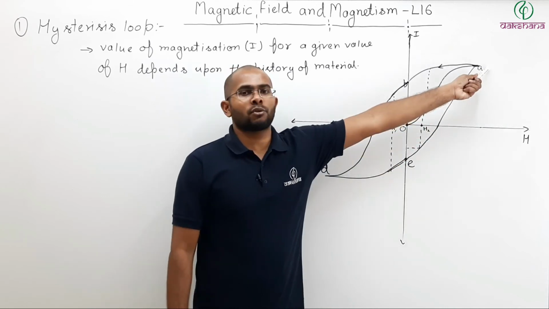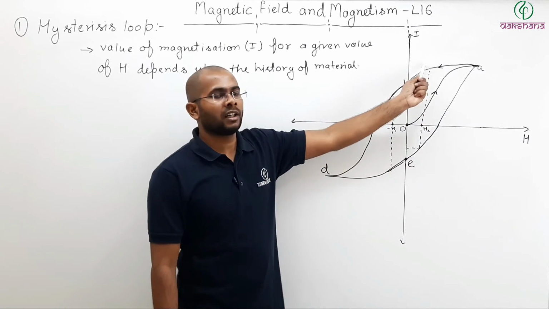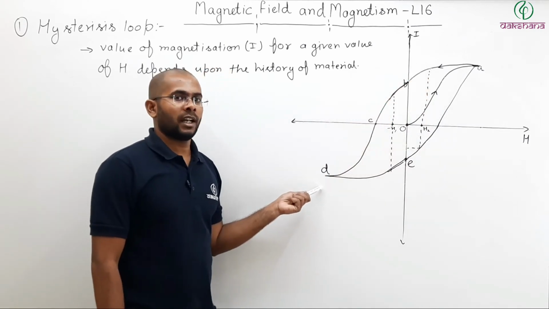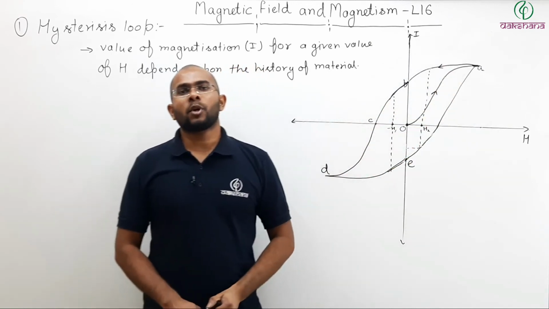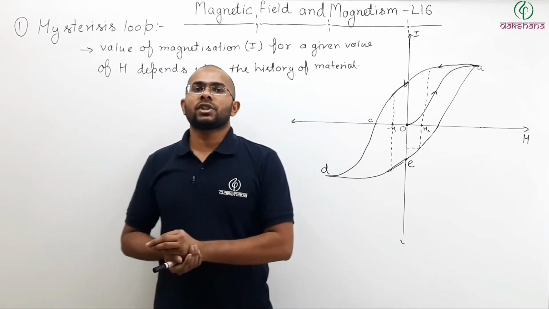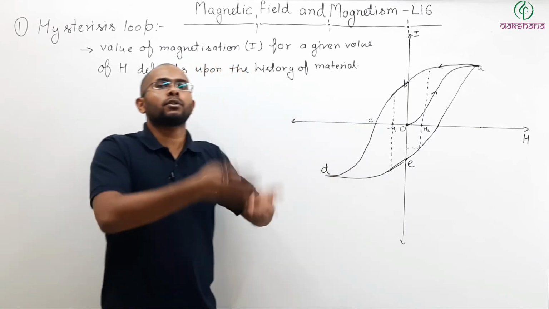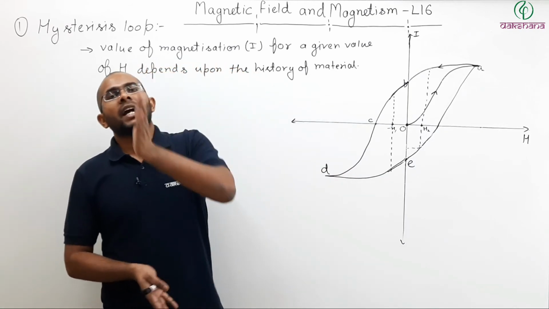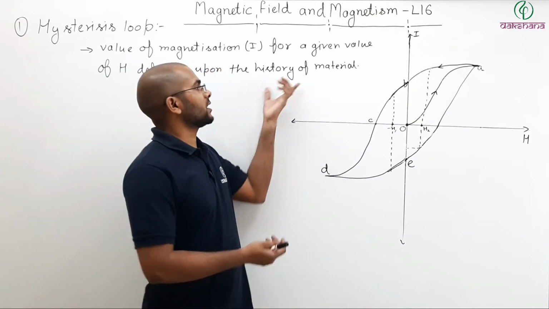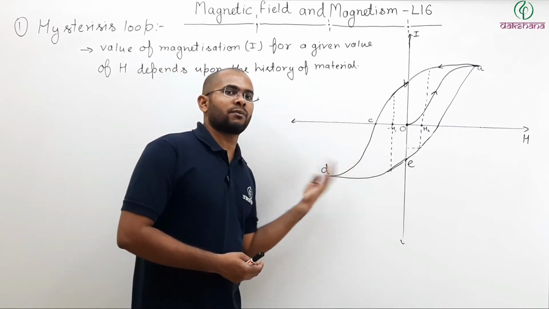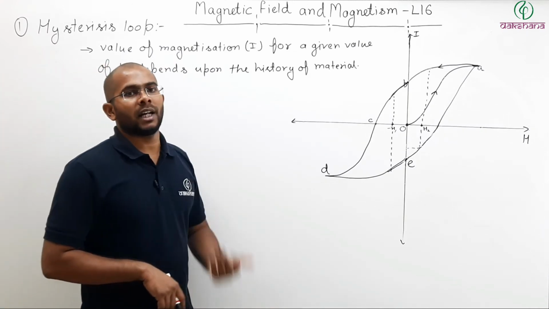If initially it was saturation and now you applied this much field, then this here will be your magnetization. If initially it was negative saturation and now you are trying to make it positive, then this here will be the magnetization. So depending upon what was the original position, what was the initial state of your ferromagnetic material before you applied the external field, based on the past of the material, the present of the material is defined. That is the history. Based on what state it was before you applied that field, you can know what is the value of I.